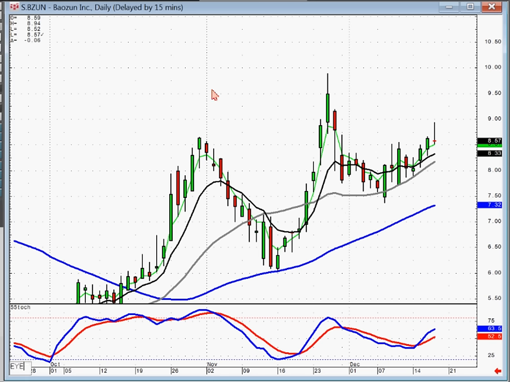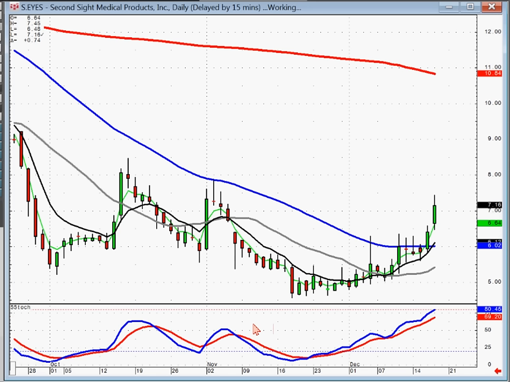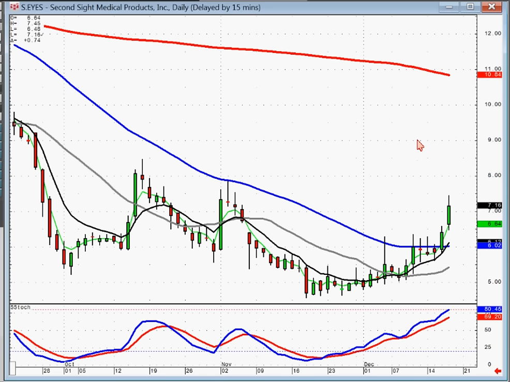Eyes has been pointed out because there's a big fry pan bottom. And where is it starting to break out? Right where this fry pan bottom started. So where's your next upside potential? Up here at the 200-day moving average.